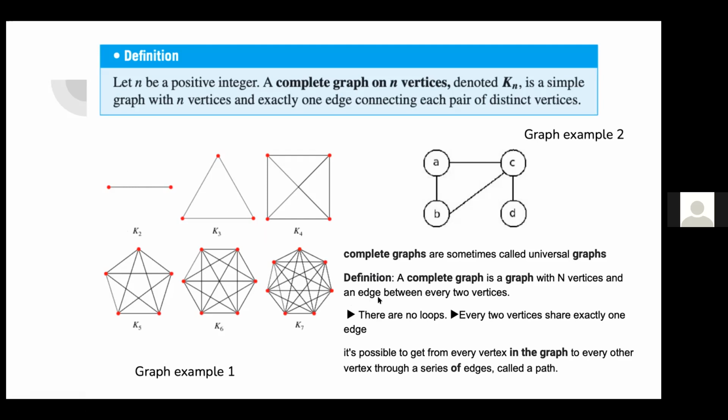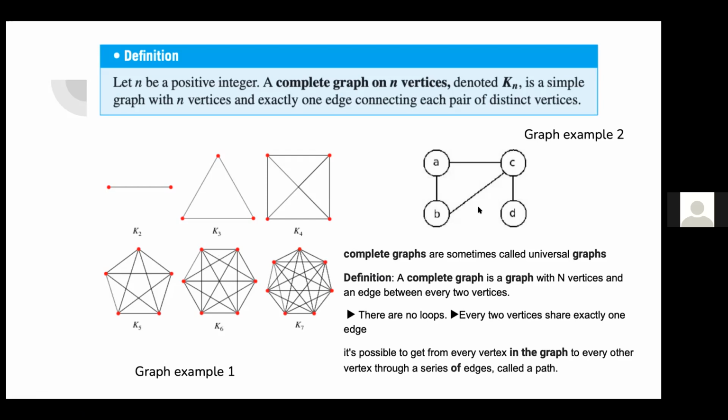There are two conditions for a complete graph. The first one is there are no loops. If you look at graph example 1, for each graph, there are no loops. And the second condition is for every two vertices, they share exactly one edge.